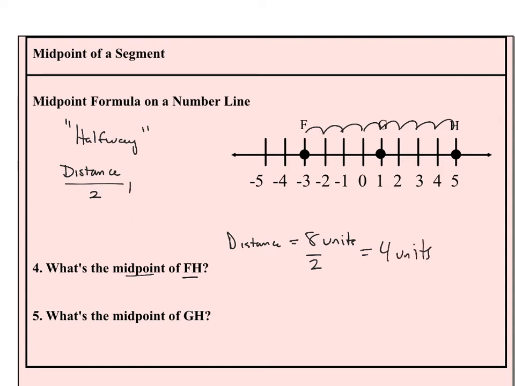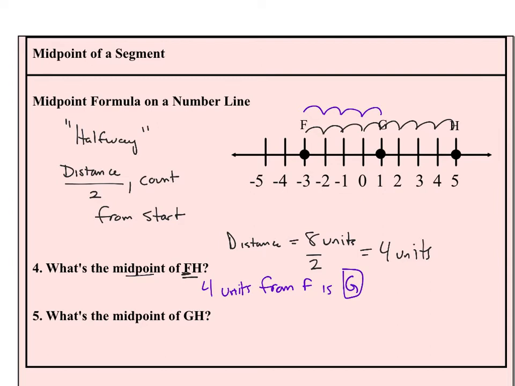So I need to count from your start. I'm going to count from F. I'm going to count 4 units. I'm going to change colors here so you can see. So you're going to go 1, 2, 3, 4. So 4 units from F is point G. So point G is going to be my midpoint. It's exactly halfway from F to H.